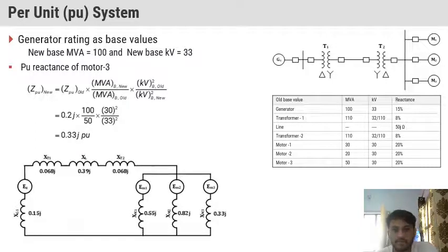This is the final reactance diagram, in which at the start we have EG, which represents the generator EMF, and this is the generator reactance. Transformer reactance is always shown like this, from the generator to ground. Then we have the reactance of transformer T1, then the reactance for the line, and then the reactance for transformer 2. Then we have three motors.